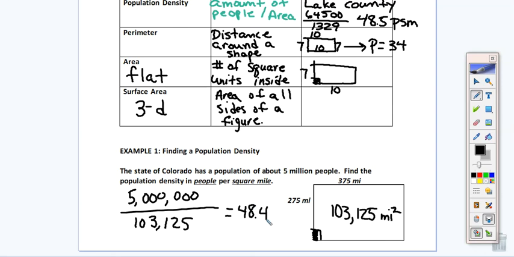That number again, please, Jaden. 48.4. I'm going to put, for people per square mile, is it okay if I use PSM? Are you guys okay with that?